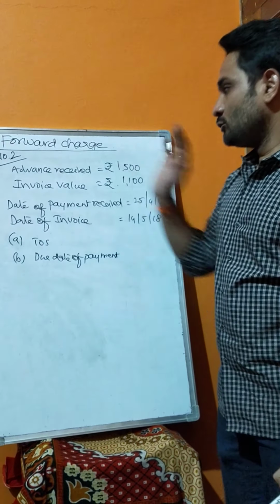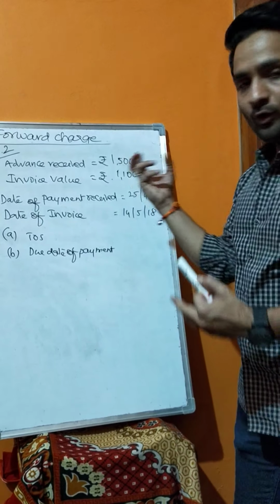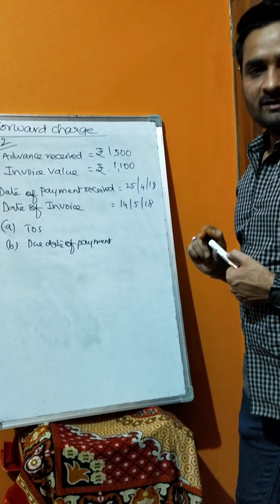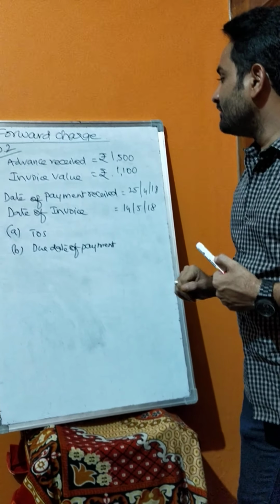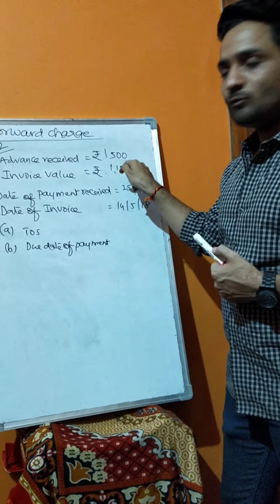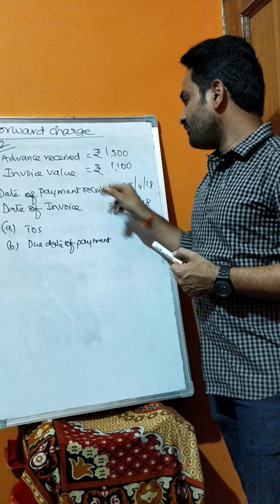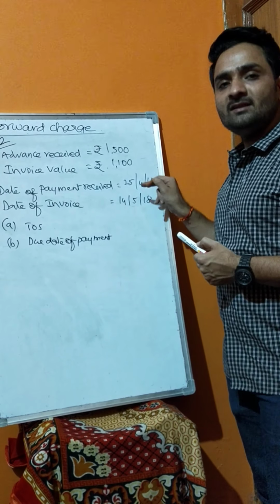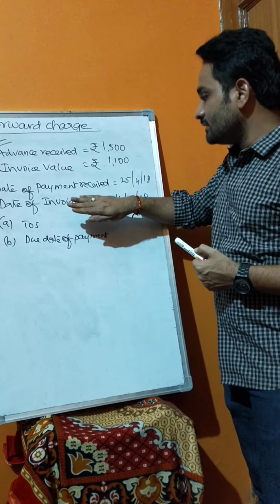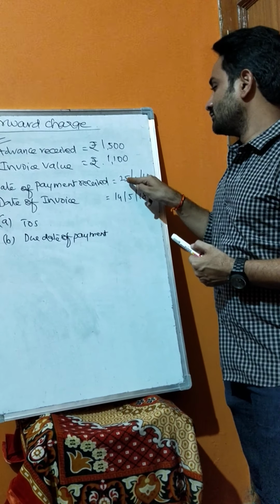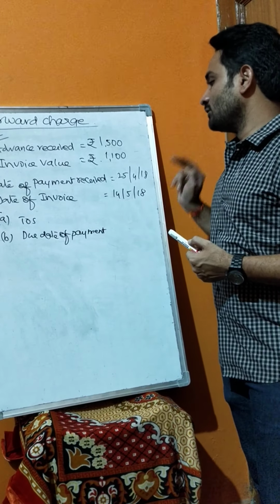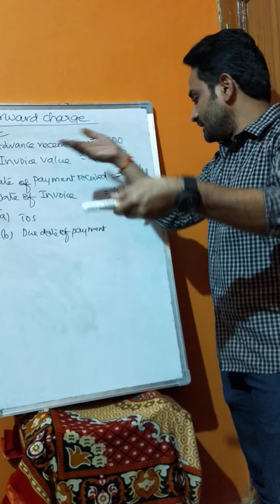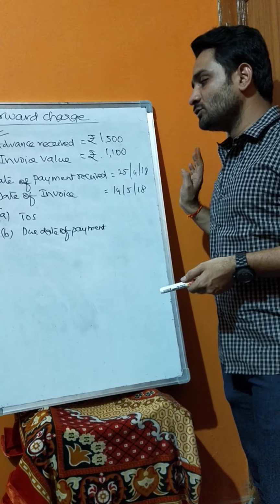Look at question number 2. I have taken the important elements of question number 2. Advance received is 1500. Invoice value is 1100. The date of payment received is, since the advance is being received, it will be prior to the date of invoice. So that is 25th April 2018. When will be the issue of invoice? When the goods are delivered, that is in the month of May, 14th May 2018.